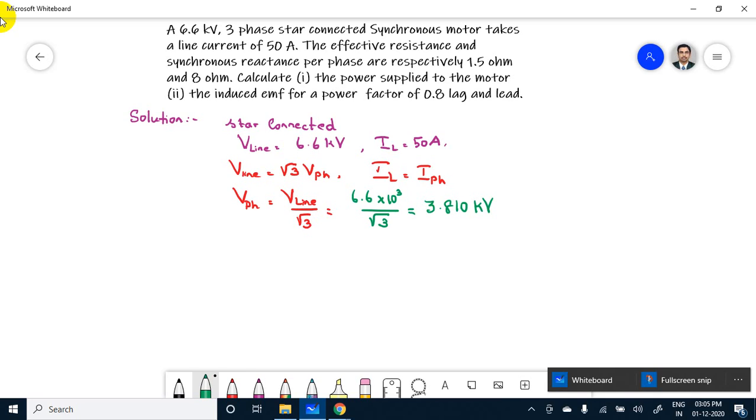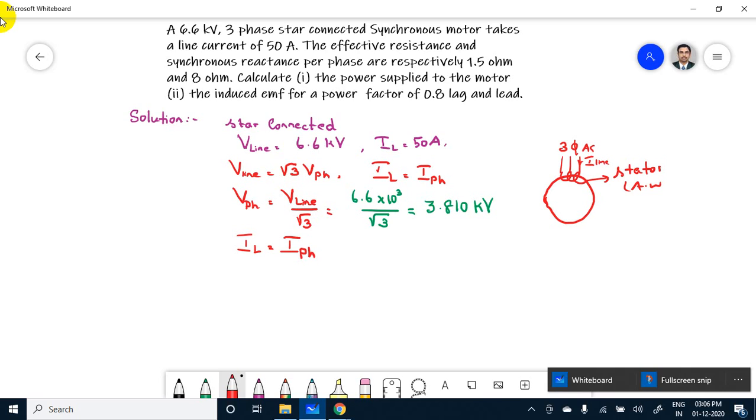Line current we have to calculate. So what is my line current? In star connected, we know that the line current is equal to phase current. Since this is my armature, here only the windings are there. In armature only you are going to give three phase AC supply. The armature is nothing but the stator. The current flowing in these three wires will be line current.